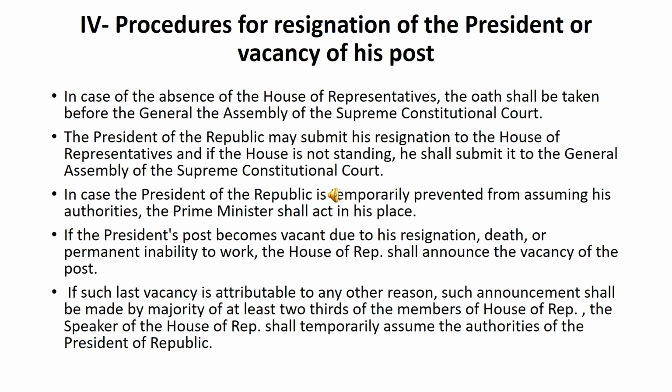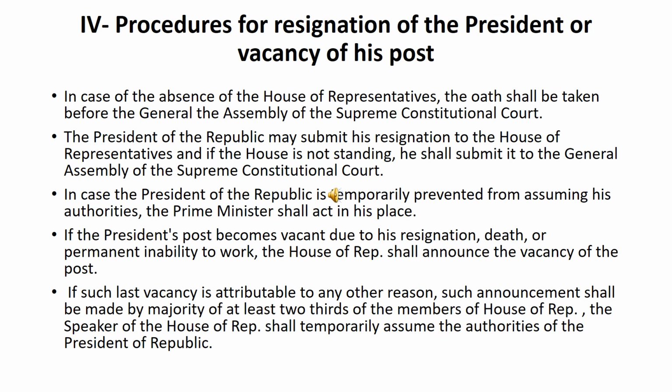If the President's post becomes vacant due to his resignation, death, or permanent inability to work, the House of Representatives shall announce the vacancy of the post. If such vacancy is attributable to any other reason, such announcement shall be made by a majority of at least 2/3 of the members of the House of Representatives. The Speaker of the House of Representatives shall temporarily assume the authorities of the President of the Republic.